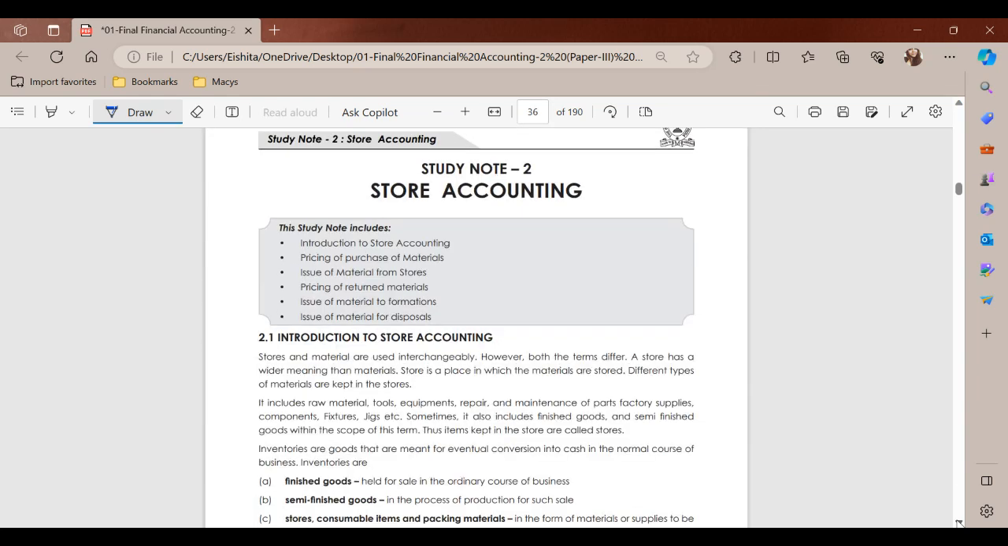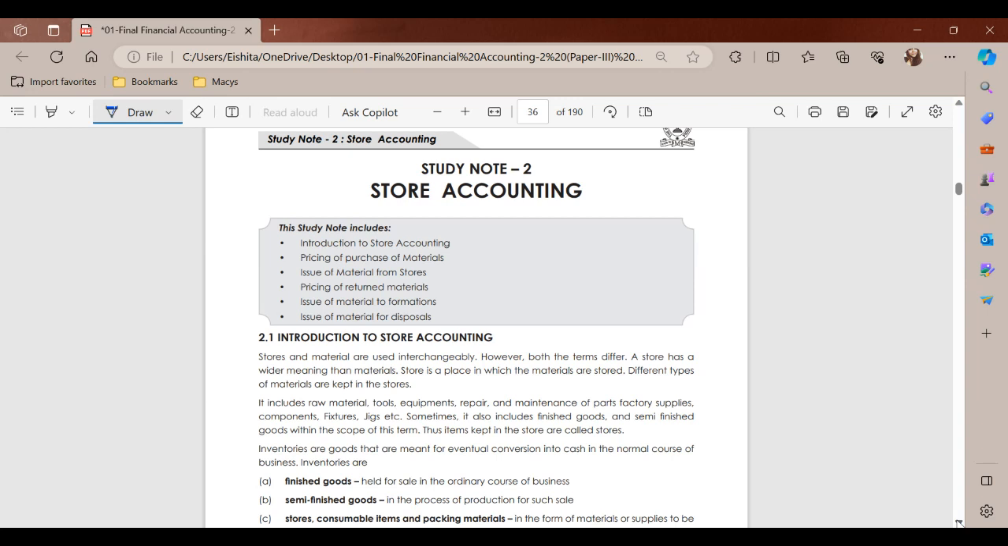Stores and materials. What you will understand about inventory accounting is that you will use the word stores or you will use the word materials. Both the words are used interchangeably. However, both these terms differ. A store has a wider meaning than materials. Store contains material, but store has a wider meaning.